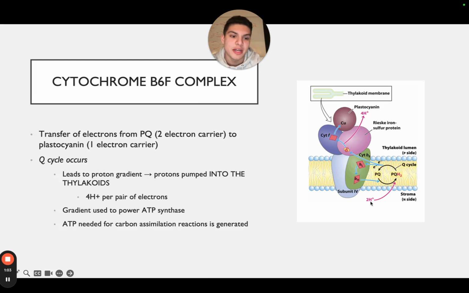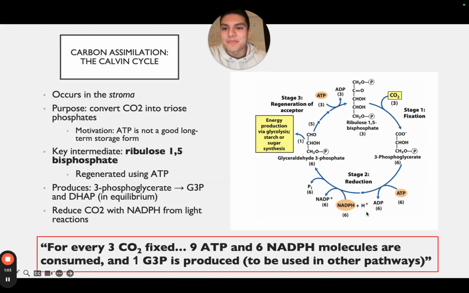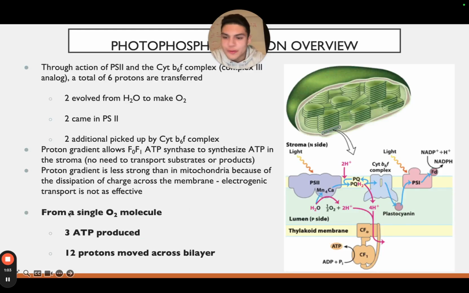It's because 2 of them come from the Q cycle, and then the other 2 come from the water that's just not shown here. So don't get confused. Hopefully that makes sense. And yeah, that's just an overview. So something I want to emphasize is to remember this stuff in bold, especially when you're doing calculations, because on this exam, they will test you on calculations.